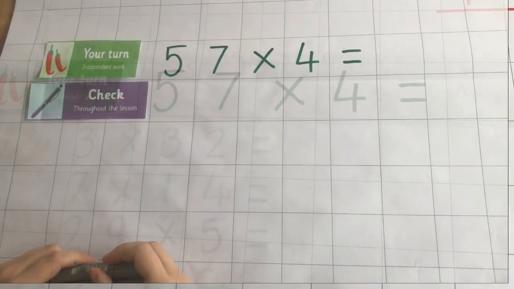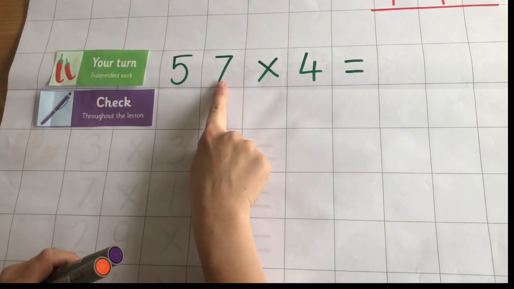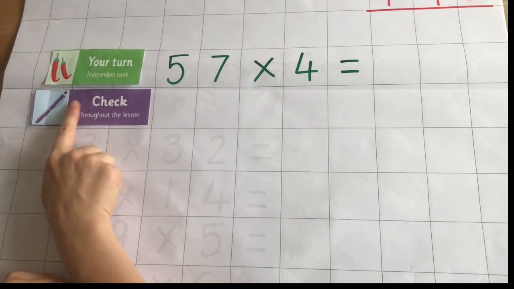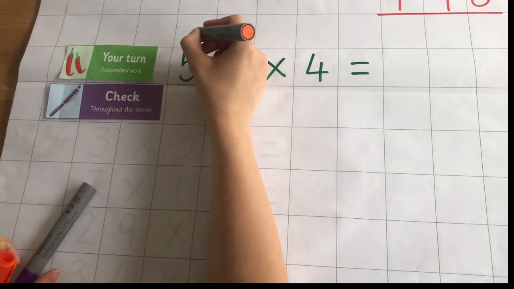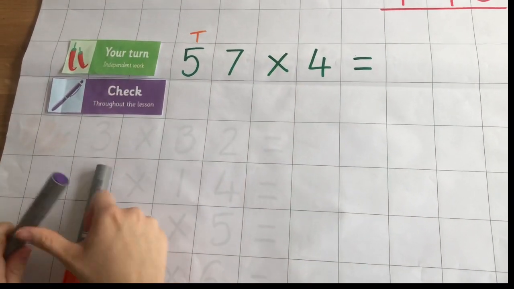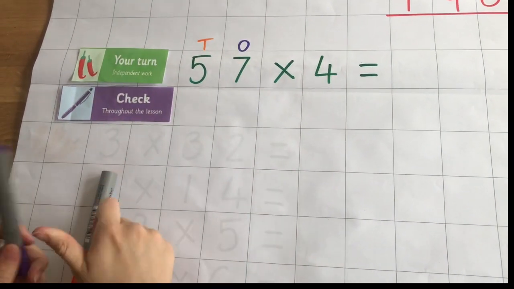Off you go. You've just had a go at this question, 57 multiplied by 4. We're going to check it together to see if you got the right answer. So we're going to start with this number, 57. We split it up into tens and ones.